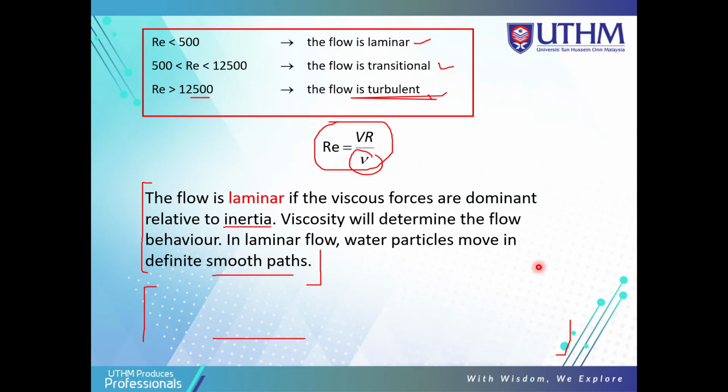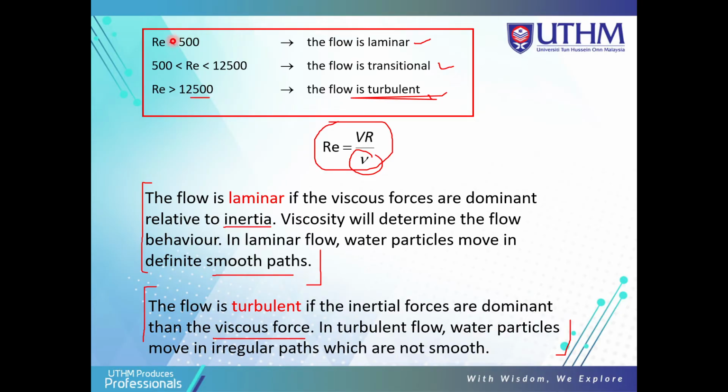For laminar flow, the Reynolds number is less than 500. If the flow is transitional, the Reynolds number is between 500 and 12,500. The flow is turbulent when the Reynolds number is more than 12,500. So this is laminar, this is transitional, and this is turbulent, based on the Reynolds number formula.